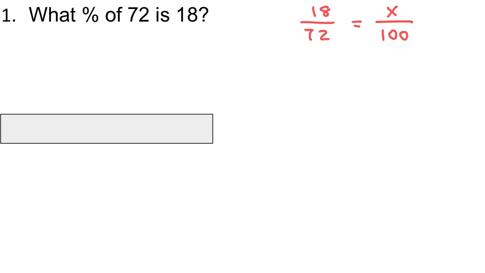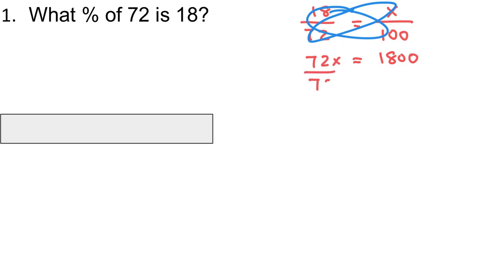percent. I follow the exact same steps for cross multiplying like we did in 3-6. 72 times x is 72x. Keep my equal signs lined up. 18 times 100 is 1,800. I divide both sides by 72, keeping my equal signs straight, and x is going to equal 25. Being that I'm solving for a percent, my answer is 25%.